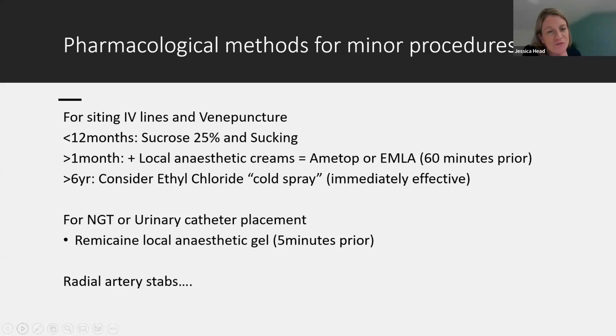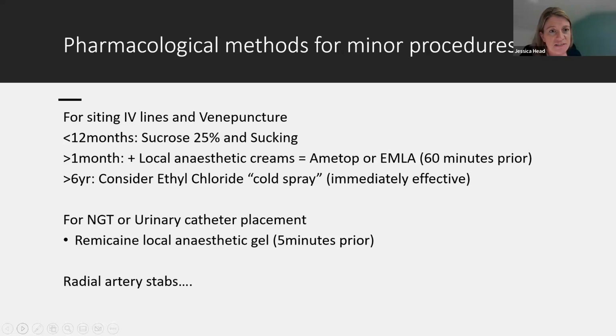And then for the older children, you've got the cold spray, which is obviously immediately effective, but you do need to demonstrate it before you spray it on the child, because otherwise you will frighten them as much as the needle without the spray. We place nasogastric tubes and urinary catheters in and out for sample, and there are local anaesthetic gels available that will anaesthetise that area for you to make that more comfortable as well. It only takes about 5 minutes to work.